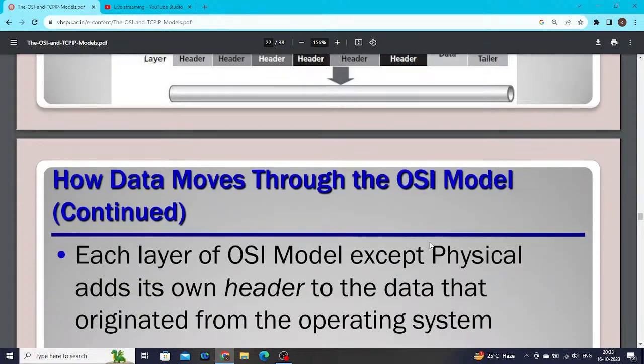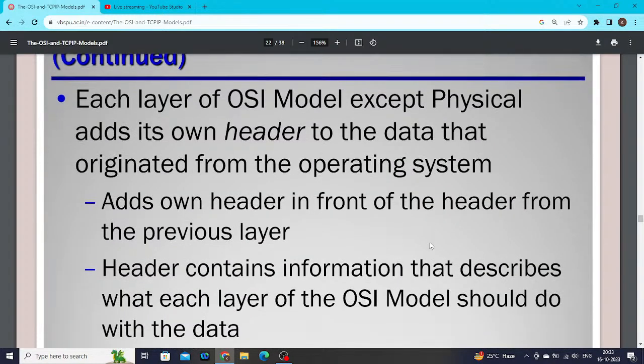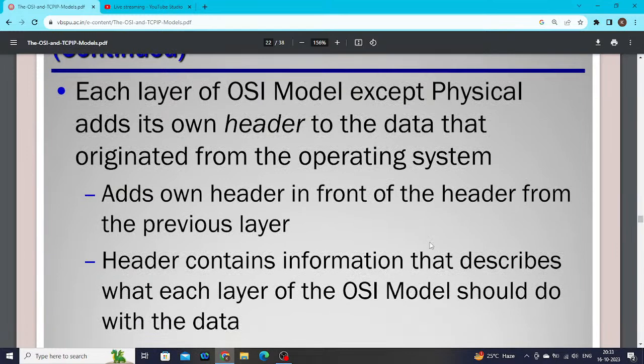How data moves through the OSI model. Each layer of the OSI model except physical adds its own header to the data that originated from the operating system. Each layer adds its own header in front of the header from the previous layer. The header contains information that describes what each layer of the OSI model should do with the data.